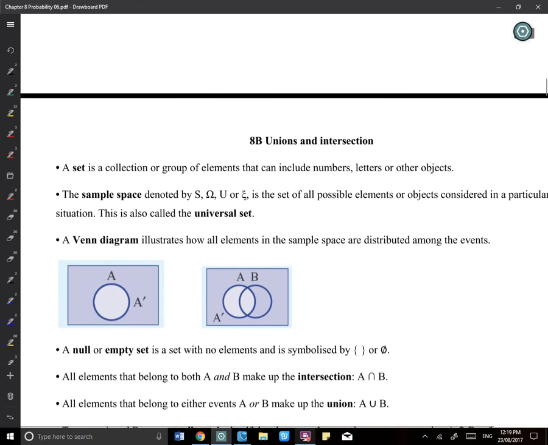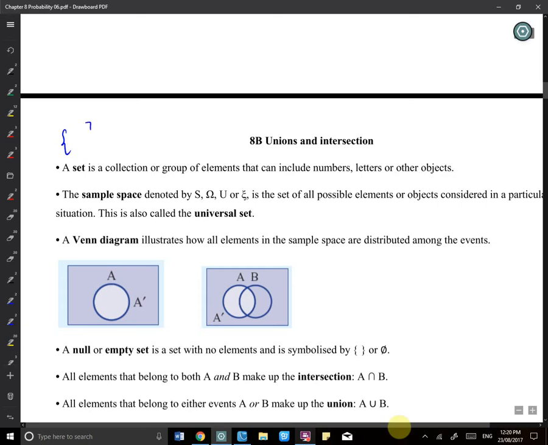A set is a collection or group of elements, including numbers, letters, or other objects. We'll talk about sets more in year 11, but what is a set? A set is a collection of things. Just like sample space, it's a collection of the outcomes. I can say it's a collection of the letters A, B, C, D, E, F, G, until Z. Or a collection of all your names, 24 students in the classroom. So this is called a set. A set is written with curly brackets.